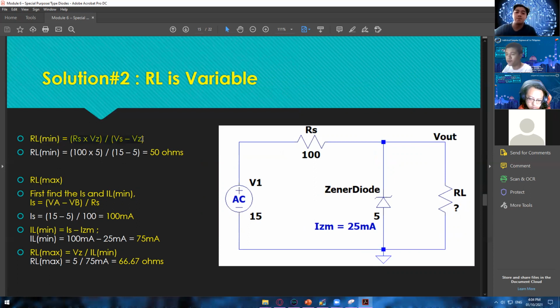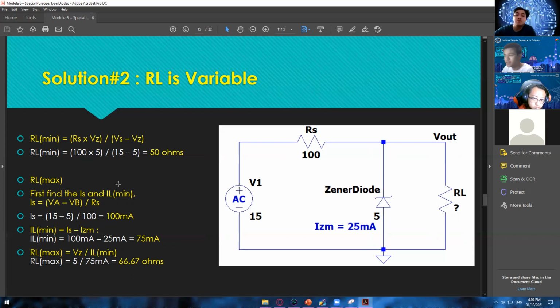This one is the formula for the RL min, and this is the formula for the RL max. Actually, we have a lot of steps that we need to figure out for the RL max. We have VZ divided by IL, but we have to find the IS and then the IL min first, and so on and so forth. Anyway, since this is open notes, you have no problem.